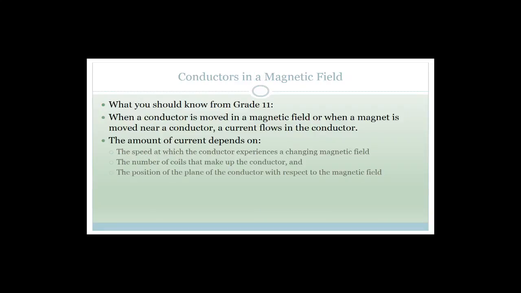So just let me go through this again. When a conductor is moved in a magnetic field, or when a magnet moves near a conductor, the current flows in the conductor. Okay, we learned that last year. The amount of the current depends on how quickly the conductor moves through the magnetic field, the number of coils that make up the conductor, and the position of the plane of the conductor with respect to the magnetic field.